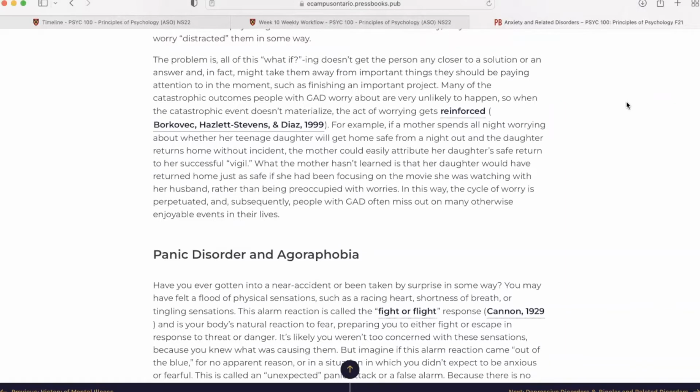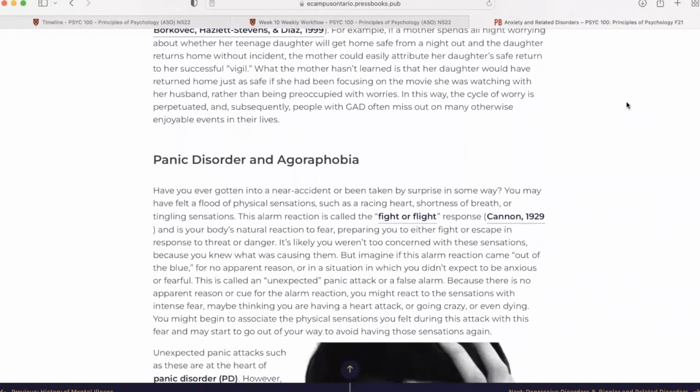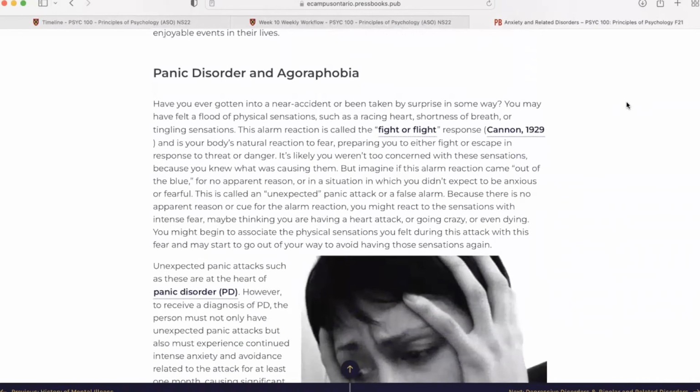For example, if a mother spends all night worrying about whether her teenage daughter will get home safe from a night out and the daughter returns home without incident, the mother could easily attribute her daughter's safe return to her successful vigil. What the mother hasn't learned is that her daughter would have returned home just as safe if she had been focusing on the movie she was watching with her husband rather than being preoccupied with worries. In this way, the cycle of worry is perpetuated, and subsequently, people with GAD often miss out on many otherwise enjoyable events in their lives.